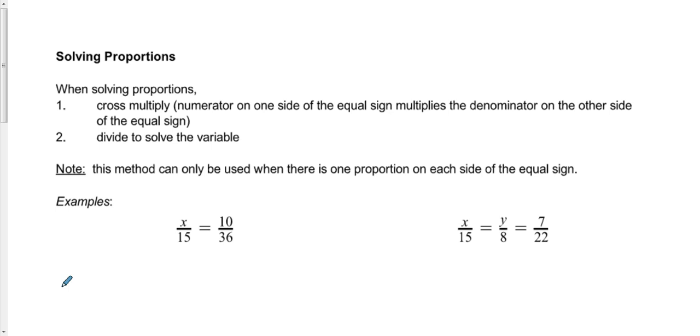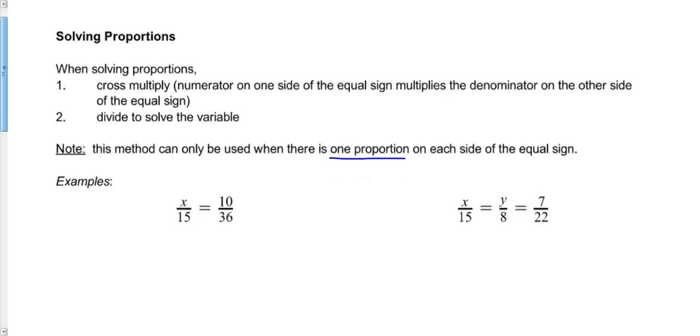complete. So when you're cross multiplying, you take the numerator or the top number on one side of the equal sign, and that multiplies to the denominator on the other side of the equal sign. And you do that for both sides of the equation. Okay, and then once you're done with that, you use division to solve for the unknown variable. So again, this method is only possible if you have one proportion that is complete on both sides.